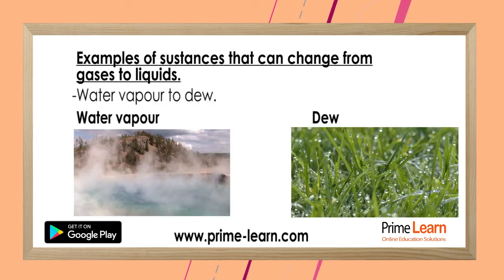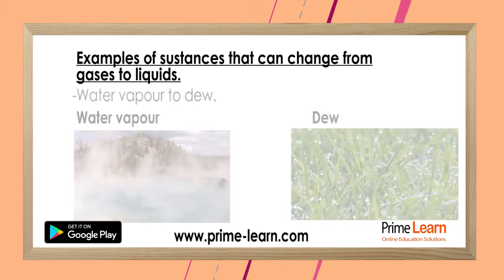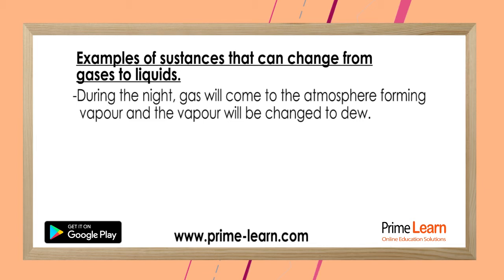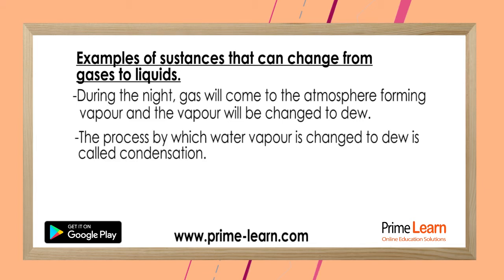Another example, we have water vapor to dew. My dear friend, at night, vapor comes from the atmosphere and it reaches the grass. That is why in the morning we see grass having water. During the night, gas will come from the atmosphere in the form of vapor and it will reach the grass in the environment and be changed from vapor to dew. So dew belongs to liquids and the vapor belongs to gases. So this process is called condensation. The process by which water vapor is changed to dew is what we call condensation.